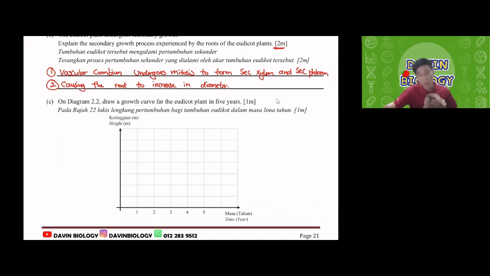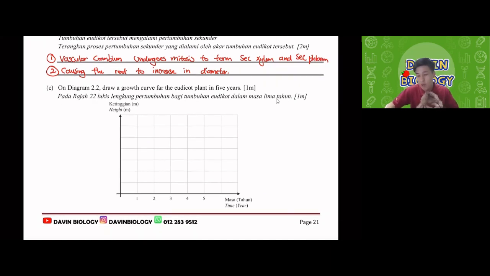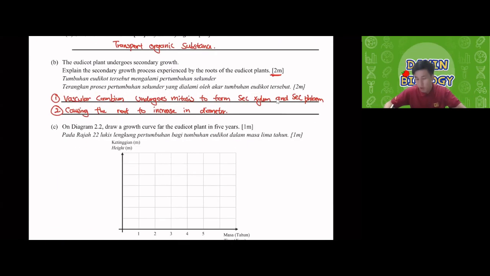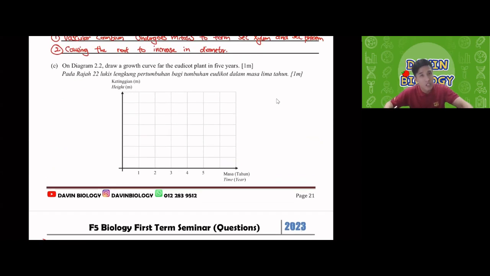See, now we can draw this one in page 21. They ask you to draw a growth curve for eudicot plant in 5 years. Okay, I forgot to mention this: dicotyledon plants are basically perennial. Their leaves are all like that, like papaya, mango tree, the big trees that you see. So eudicotyledons are perennial plants, actually. They can undergo secondary growth. Therefore, what you're going to draw here is the annual series of sigmoid curve. So basically every year, like that, like that.